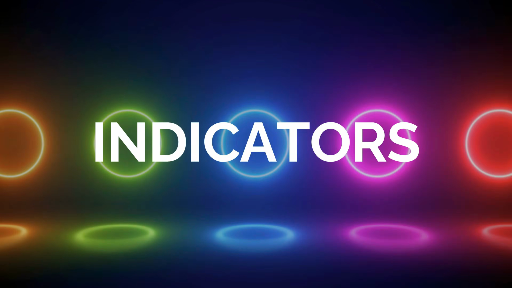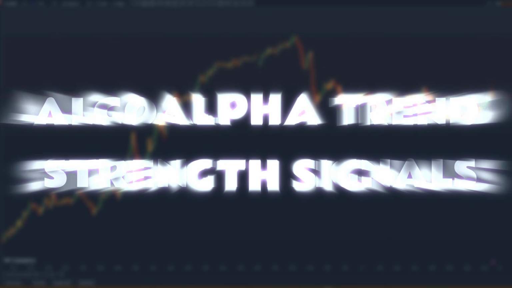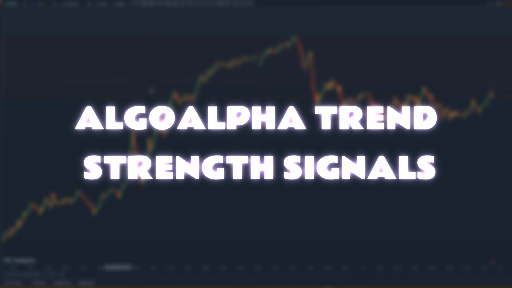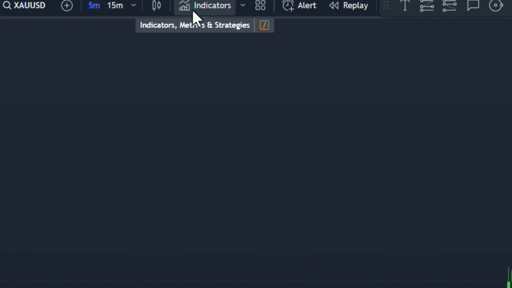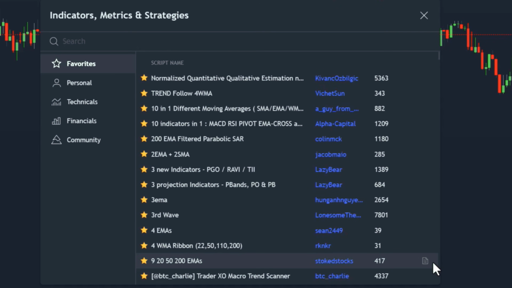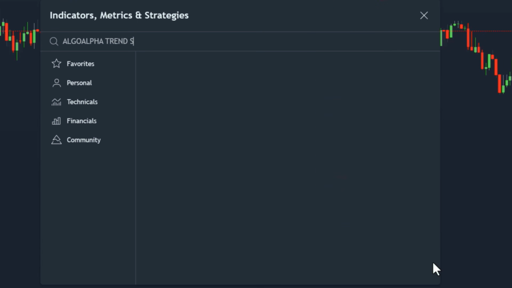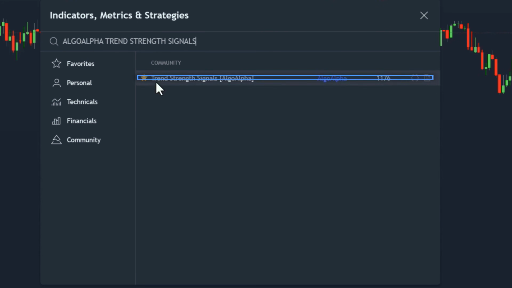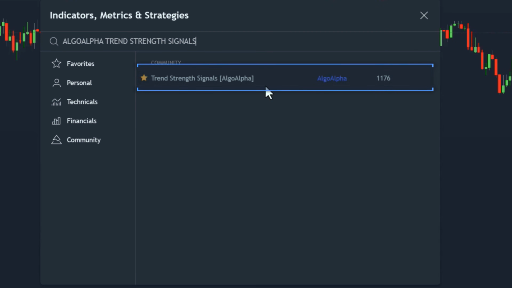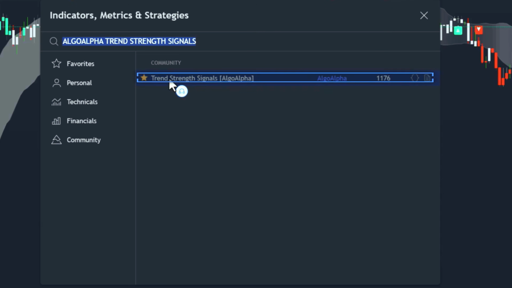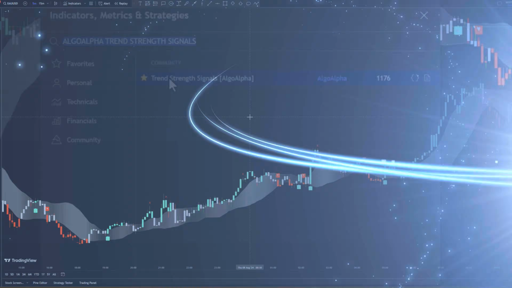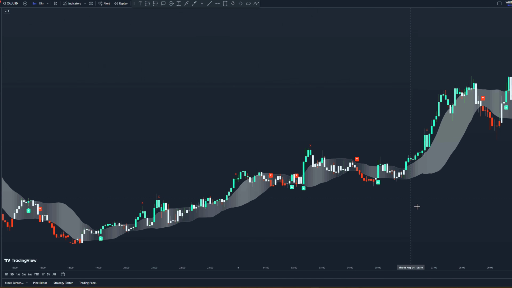First, adding the indicators. First up, we have the Algo Alpha Trend Strength Signals indicator. On the top toolbar, you'll see an indicators button. Click on it and in the search bar, type Algo Alpha Trend Strength Signals. Once you find it, click on it to add it to your chart. Now, you'll see the indicator appears on your chart with color-coded signals for uptrend and downtrend.